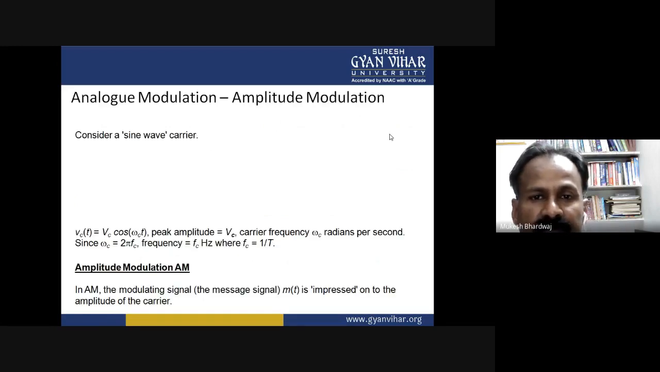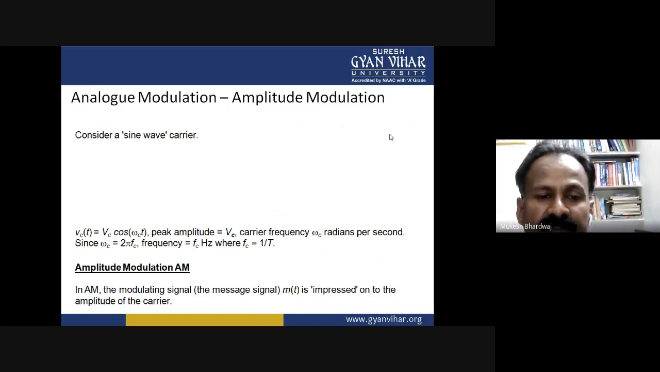Analog modulation. Consider amplitude modulation, and consider a sine wave carrier. v_c(t) equals V_c cos(omega_c t), with peak amplitude V_c and carrier frequency omega_c in radians per second. Since omega_c equals 2 pi f_c, the frequency f_c equals 1 by T.